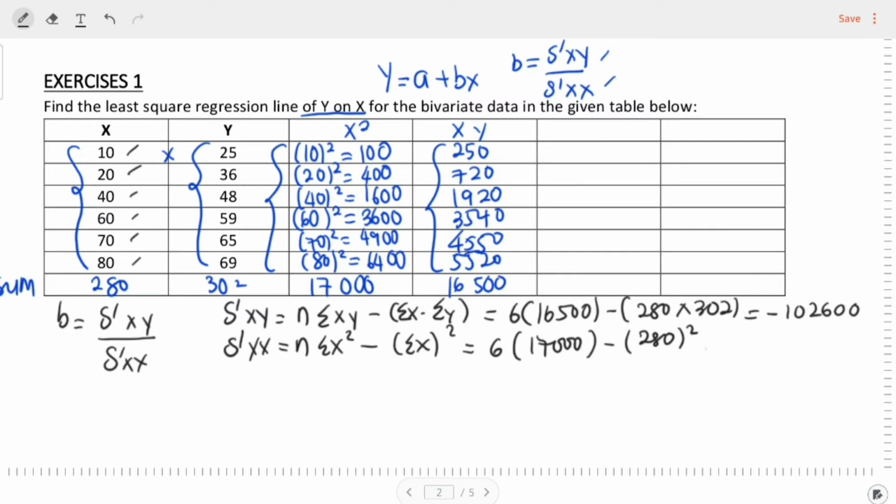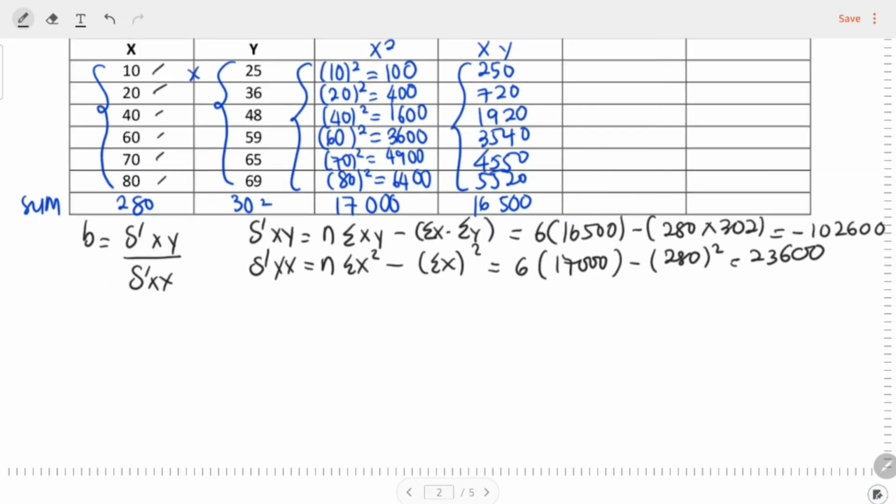Okay, so this time it is equivalent to 23,600. Okay, so we can find out your b. So b is a constant. It can be positive or it can be negative. So substitute the values that you already calculated before. Okay, then press your calculator to get the final answer of your b.